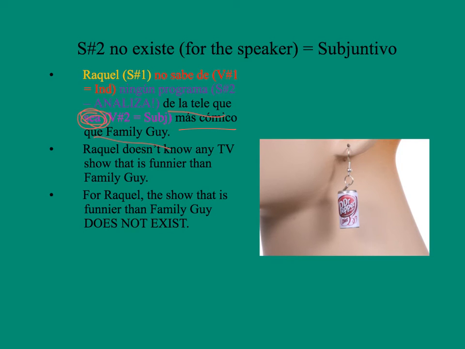Now, again, a good hint for when subject number 2 doesn't exist, you're going to see a lot of negative words. Ningún, right? Words like nada, or nadie, or ningún, or nunca, or jamás, or other words that mean never, and nobody, and no one, and nothing, and all those kind of things, okay? Those are going to pop up a lot when you have this kind of example where subject number 2 does not exist for the speaker.